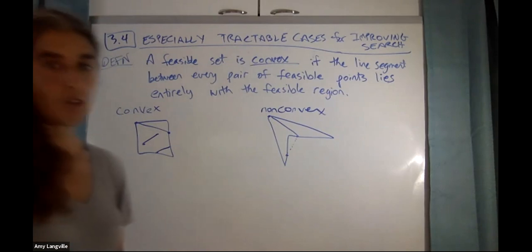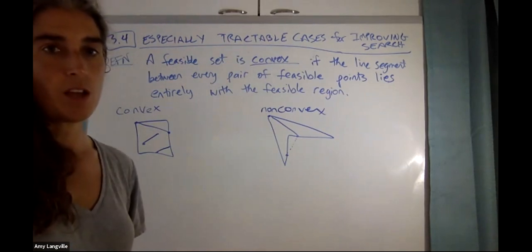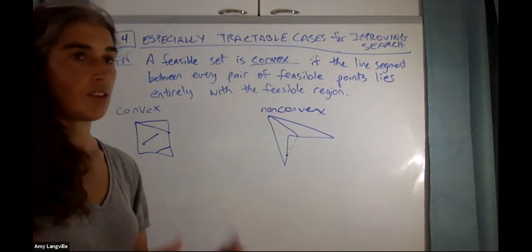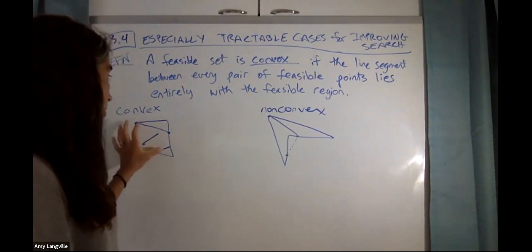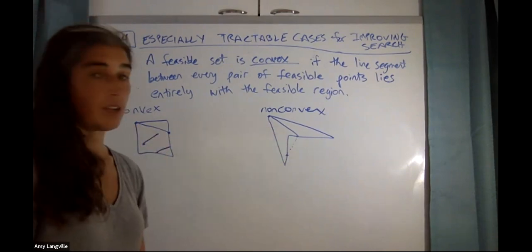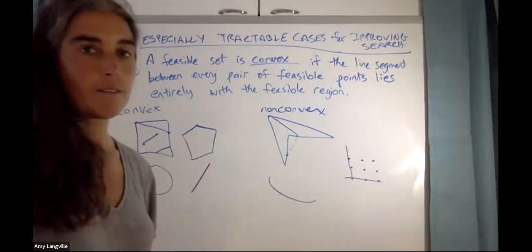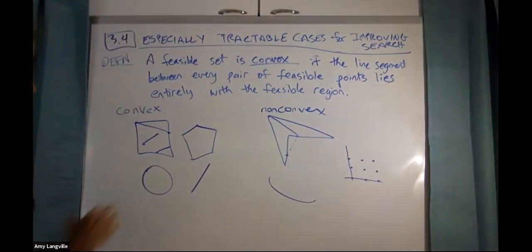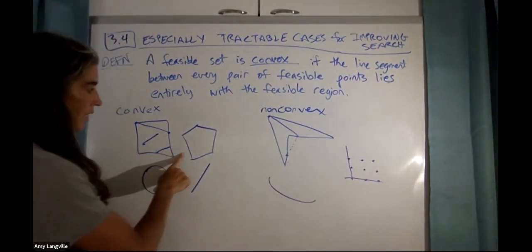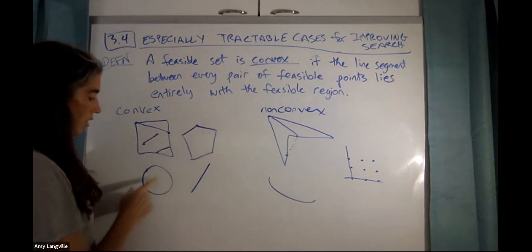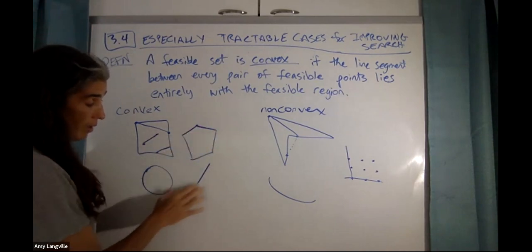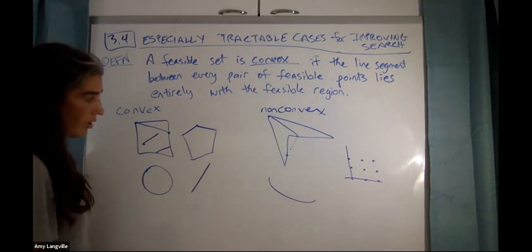Okay, so pause the video and draw a couple more yourselves. I want you to draw in 2D and 3D, a couple examples of convex and a couple examples of non-convex in both. Okay, so some more convex ones. Any polygon would work. Actually, a line segment, if that was the entire feasible region, pick any 2 points in there and they're still within the feasible region.